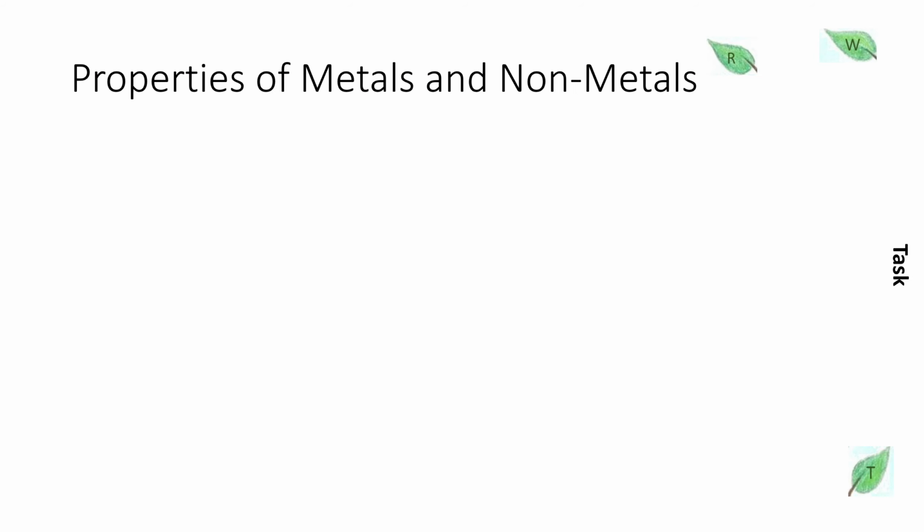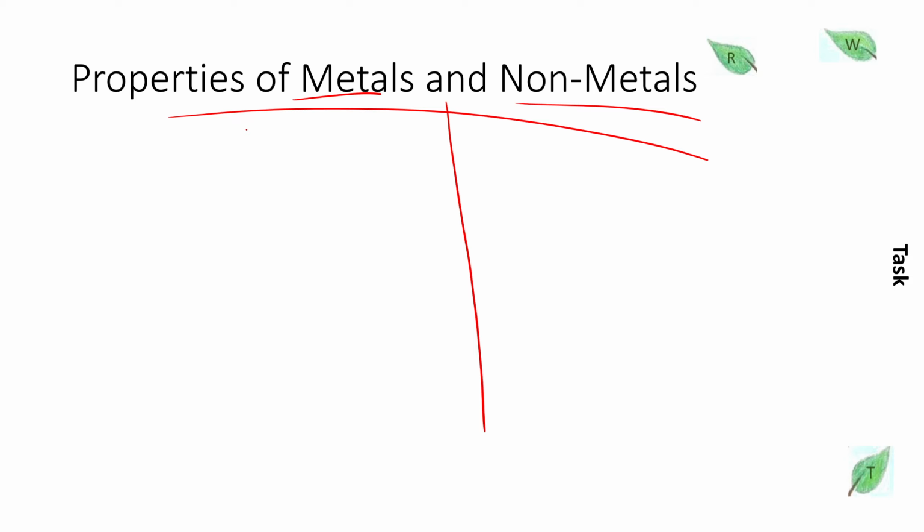So, we've done properties of metals and non-metals before. I will just do a few, because you can Google them, and I'm sure we know them. So let's split it down the middle, and we'll say this side is metals and this side is non-metals. We should know our properties of metals because we've done it before.